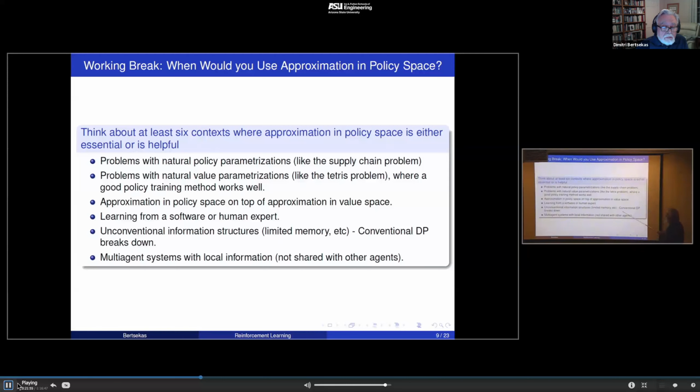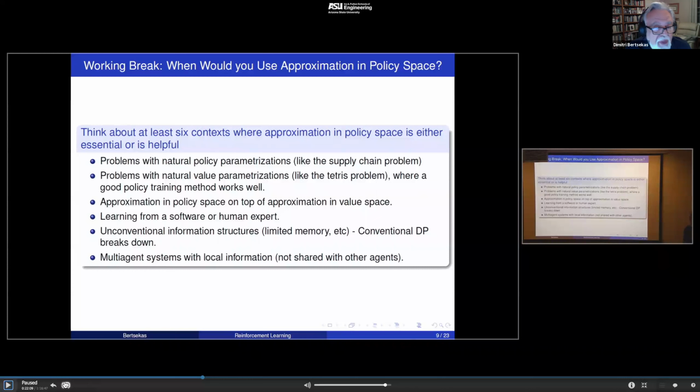Now, conventional dynamic programming breaks down in this context. So think why approximation in policy space might work in this context. And we'll come back in a few minutes and discuss. Okay. Let's take a 5-minute break to think about these points, and then the video will continue discussing them.